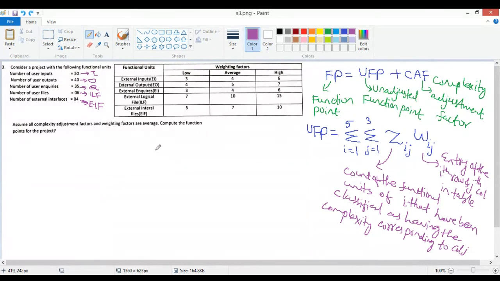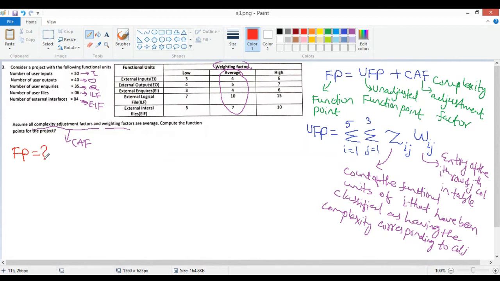So this is given, and he has given another important thing: assume all complexity adjustment factors. What is this complexity adjustment factor? Your CAF. And weighing factor also. What is the weighing factor? He's asking us to take the average, meaning we'll be taking only the average values. So compute the function point for the project. He's asking us to find out FP.